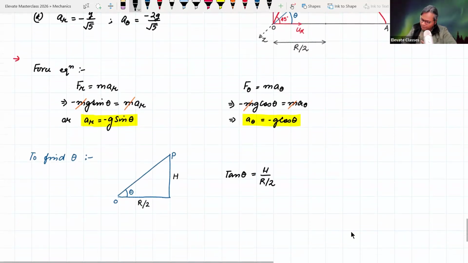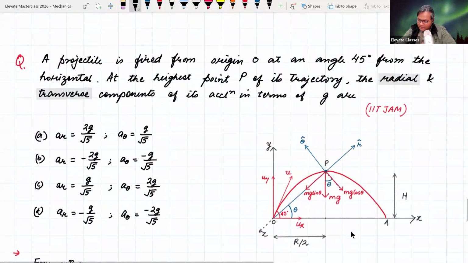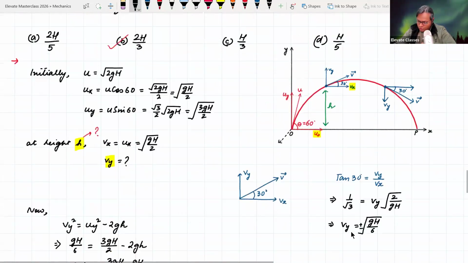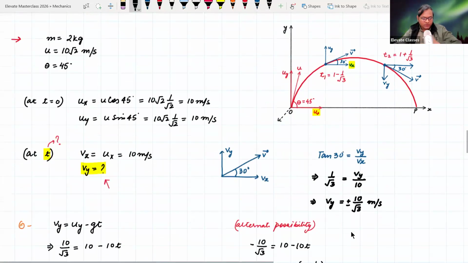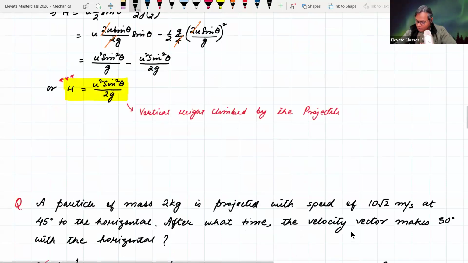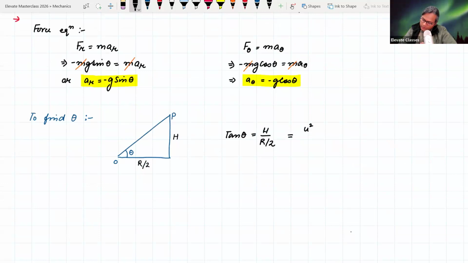But हमें पता है कि height क्या है. Height is basically the total vertical height. का formula क्या था? U square sin square theta upon 2g. ये थीटा नहीं होगा, 45 डिग्री होगा. U square sin square 45 degree upon 2g. So this is U square sin square 45 degree upon 2g times 2 times r.